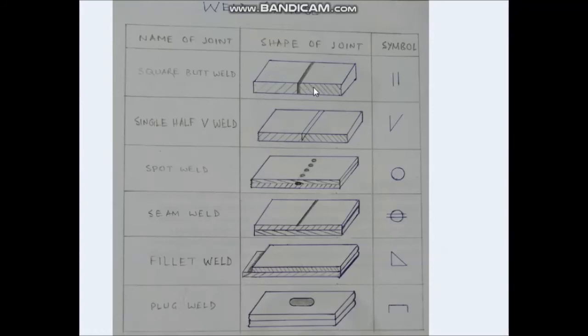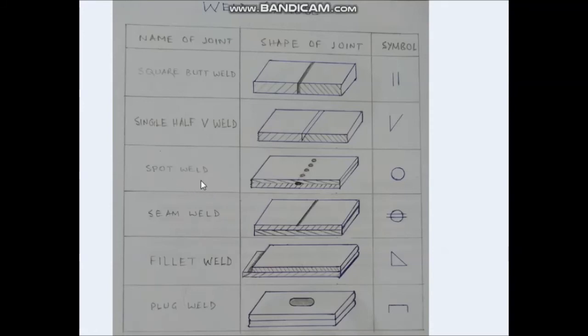This is plate number 1 and this is plate number 2. Both these plates are in the same plane, side by side. Then after placing these two plates, the welding is done in the middle, and this is the symbol of square butt weld. Next is single half V weld. This is plate number 1, which has no bevel edge, and for plate number 2 there is a bevel edge. And the same, these two plates are in the same plane. After welding in the middle, these two plates are joined, and this is the symbol of single half V weld.